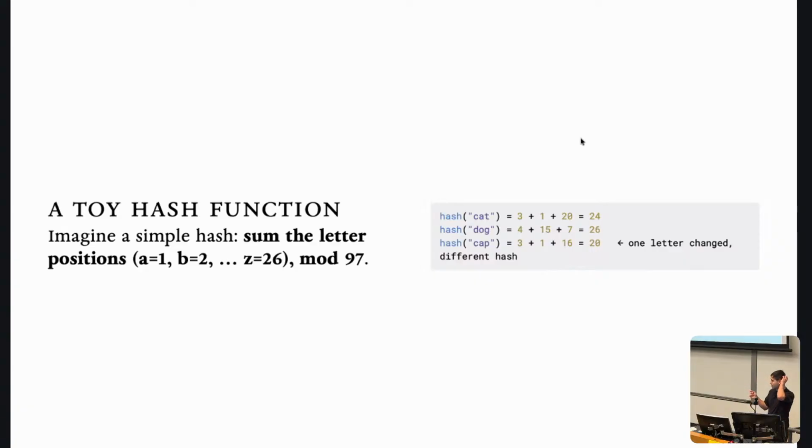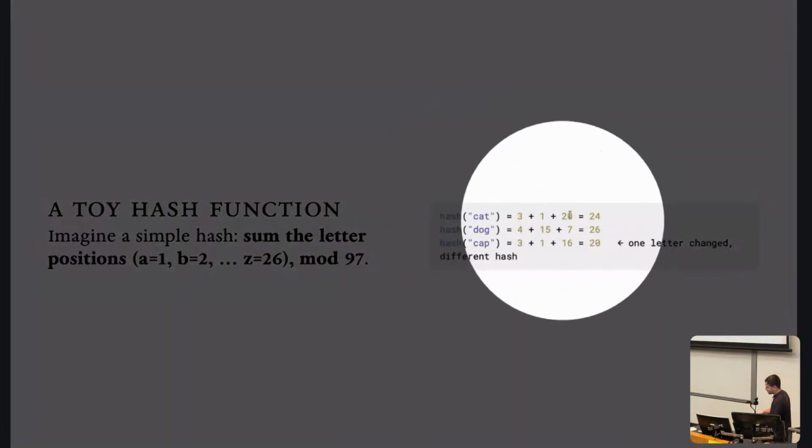But it's still a hashing algorithm. It just happens to be a very efficient hashing algorithm that has many, many clashes. But it's really simple. We can do it almost in our brains. And if we change something like cat to cap, we get a different hash.